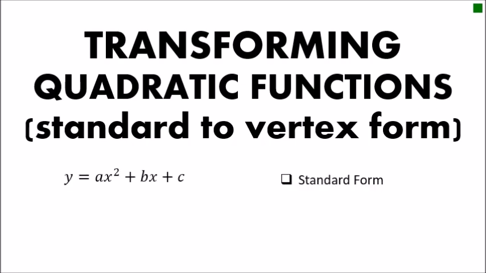So, yung una, we have the standard form. This is y is equal to ax squared plus bx plus c. So, lagi niyong tatandaan yung standard form is meron tayong naka-equate siya sa y, tapos we have ax squared as the quadratic term, plus bx the linear term, and then the c which is the constant term.